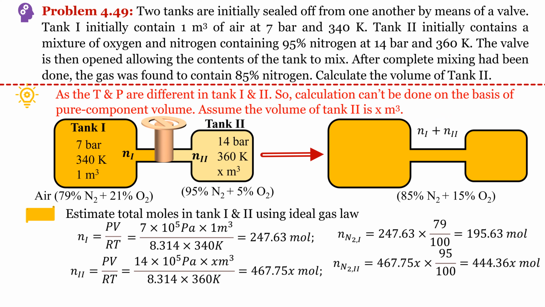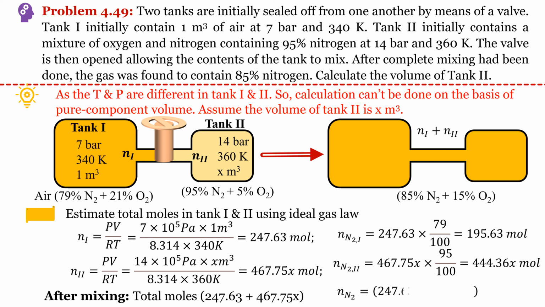Then we can do a mole balance for nitrogen. So after mixing, total moles will become equal to N1 plus N2. So this is N1 and this is N2. Now we can find the moles of N2 in the final tank. So that is 85%, so we take 85% of the total moles. In the next slide we will do the mole balance for nitrogen.